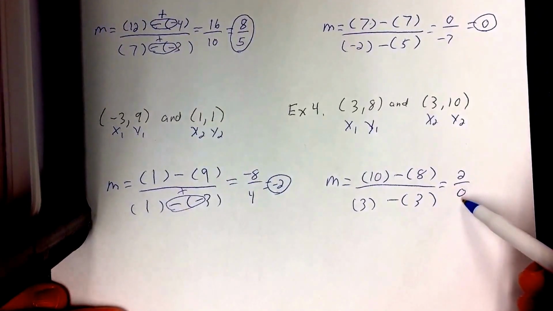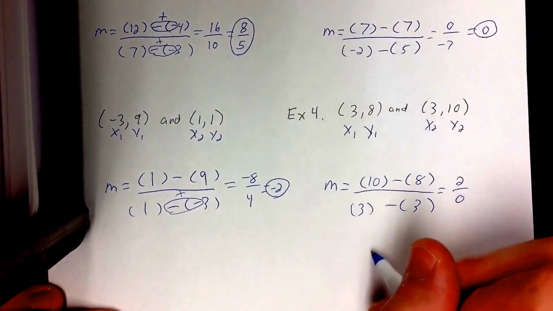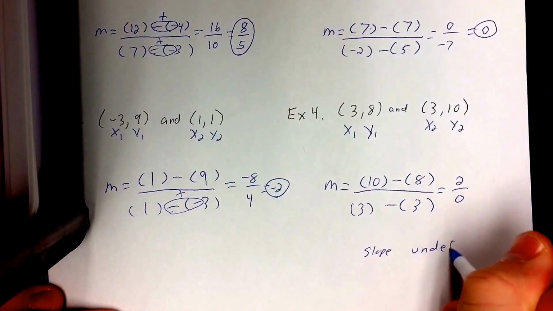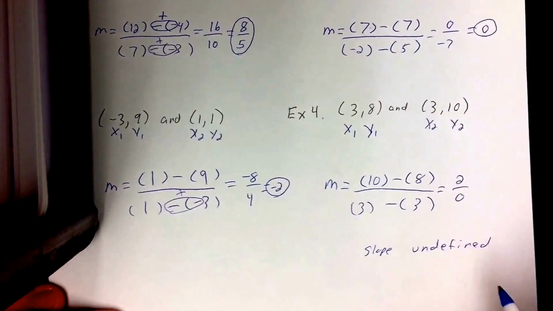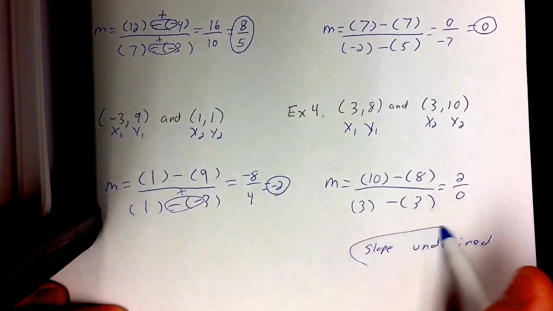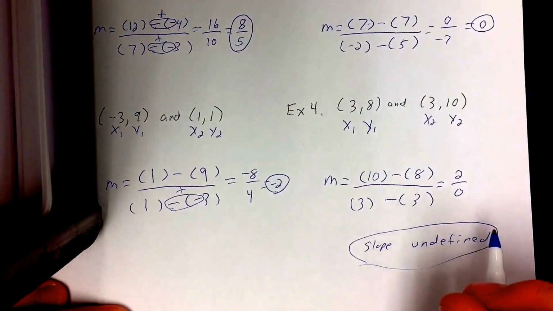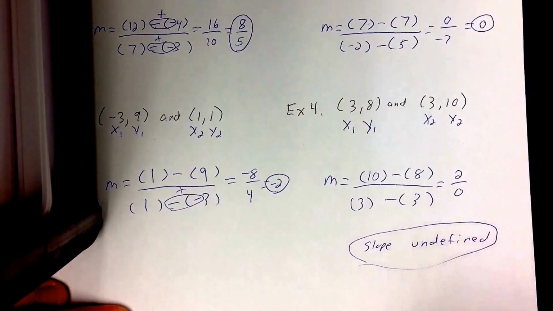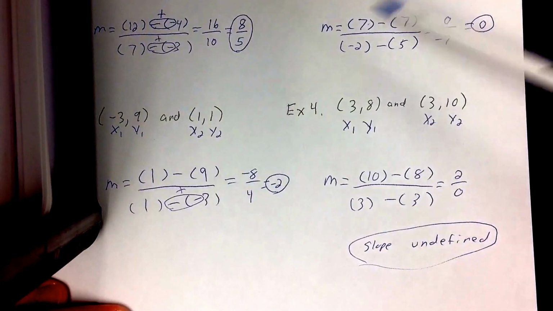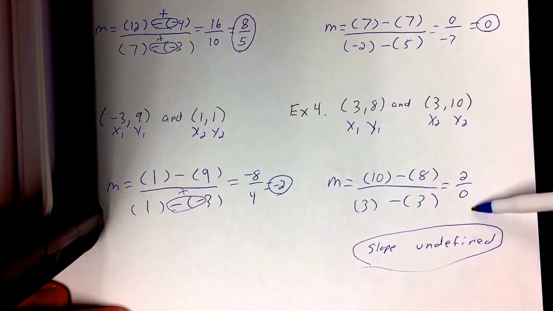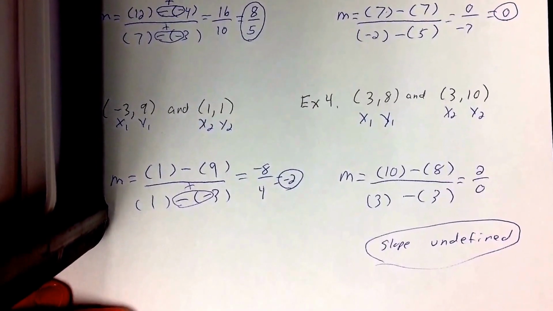Now, if 0 ends up on the bottom, the slope is undefined, which means there really is no slope at all. And the reason is it's actually a vertical line, so we can't really have a slope there. So what we come up with is if 0 is on top of the fraction, it's 0. If 0 is on the bottom, it's undefined because we can't divide by 0.